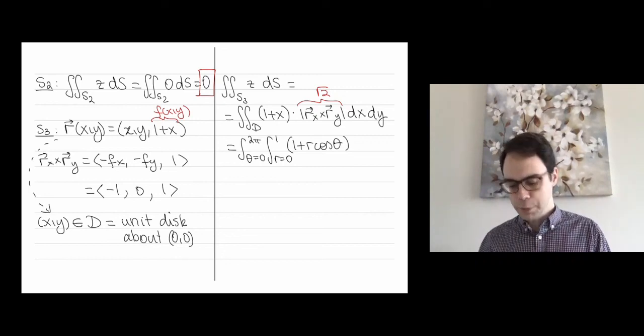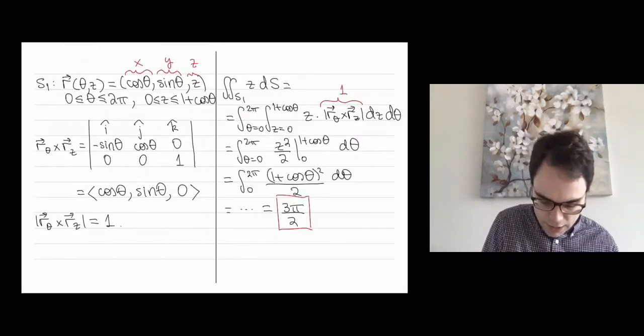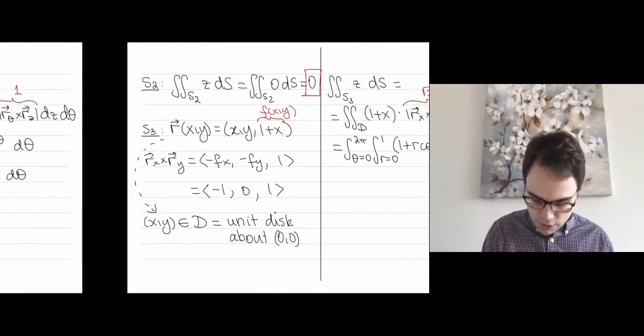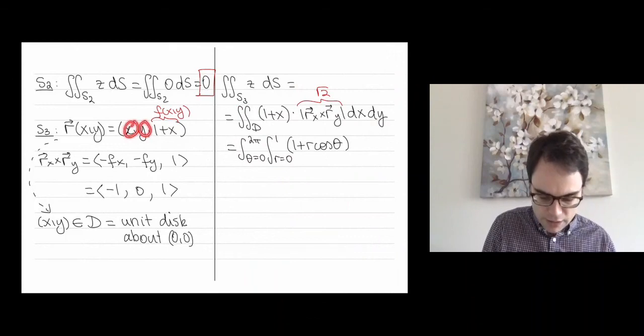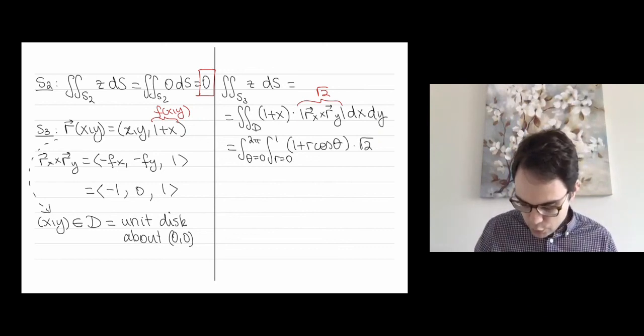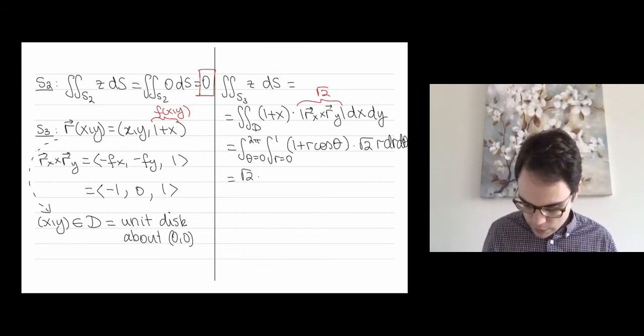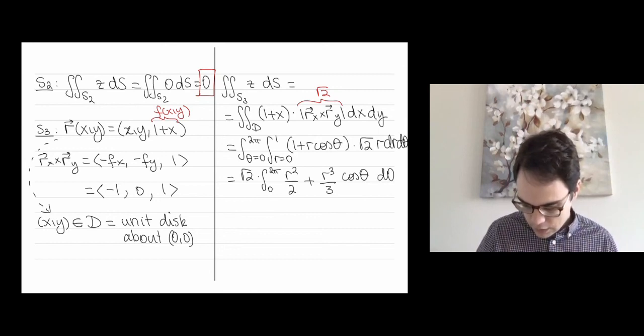When you introduce polar coordinates in the double integral, x is r cosine theta and y is r sine theta. They're not cosine and sine as they were earlier. Here we're changing to polars. So multiply by root 2 and then r dr d theta. This gives us root 2 times the integral for theta from 0 to 2 pi, and then the inside integral: the integral of r is just r squared over 2, plus the integral of r squared, that's r cubed over 3, times cosine theta, d theta.